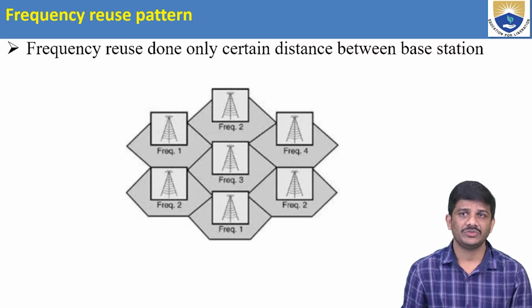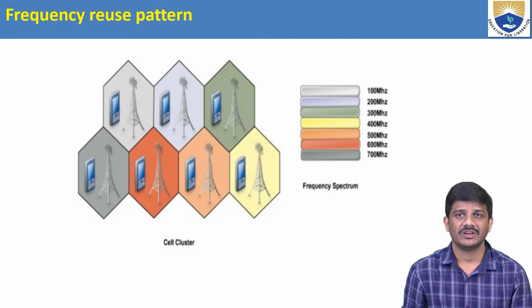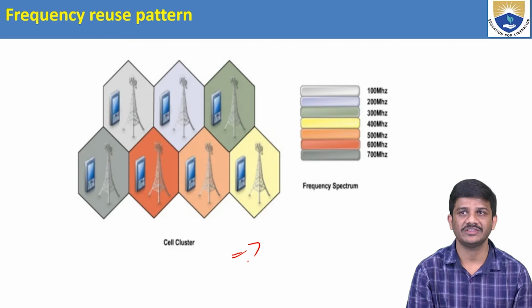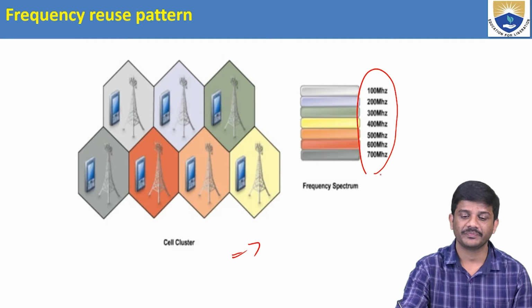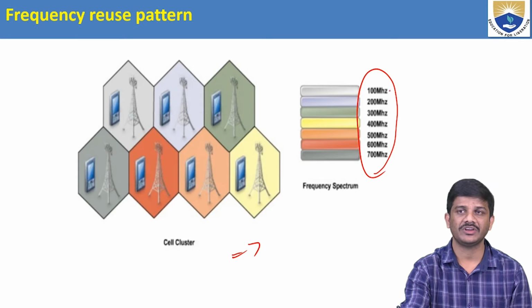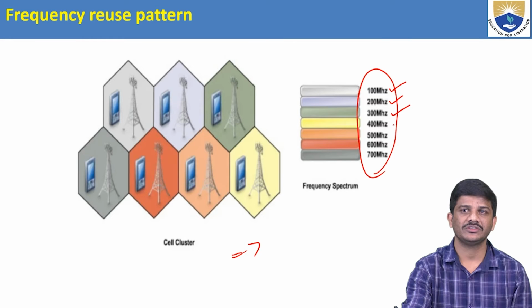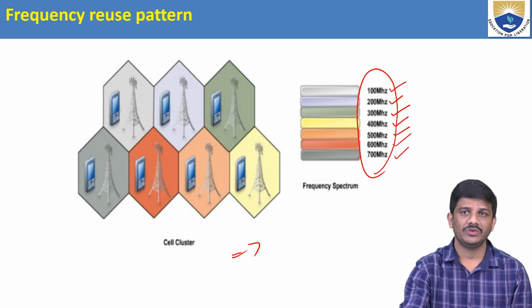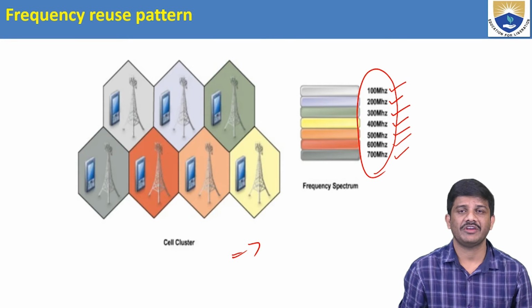Coming to here, you can see frequency 1, frequency 2, frequency 3, in different colors. For example, this is a cluster size of 7. In the frequency reuse pattern we have different spectrums. You can observe the first one having 100 MHz, the second 200 MHz, then 300 MHz, 400 MHz, 500 MHz, 600 MHz, and 700 MHz. Different colors and different cells have a particular frequency spectrum.